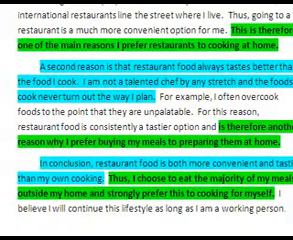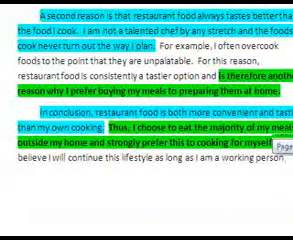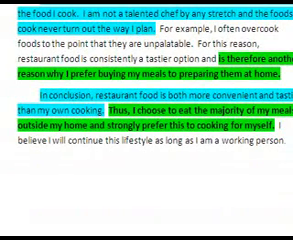Coming to the conclusion paragraph. In conclusion, restaurant food is both more convenient and tastier than my own cooking. This is marked in blue because this is once again coming back to the two supporting ideas that are going to prove our thesis. Thus, I choose to eat the majority of my meals outside my home and strongly prefer this to cooking them for myself. And this is in green because this is rephrasing our thesis. I believe I will continue this lifestyle as long as I am a working person.